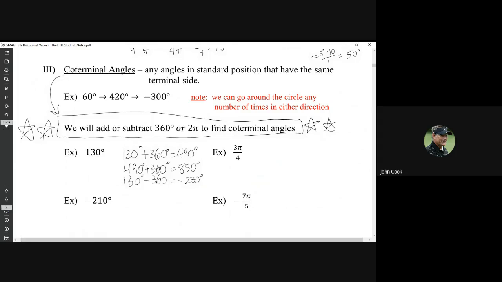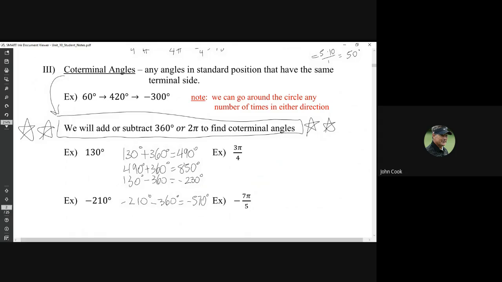Okay, let's move on to the next example below that. So we start off at negative 210 degrees. If I want to find another negative coterminal angle, that's pretty easy. I can just take that negative 210 and subtract 360 away from it. So if I do that on my calculator, negative 210 minus 360 should be a negative 570 degrees. Okay, so that'd be a coterminal angle with negative 210.